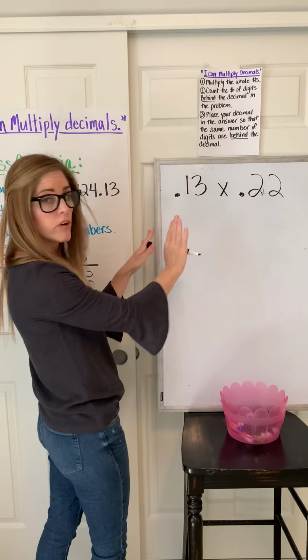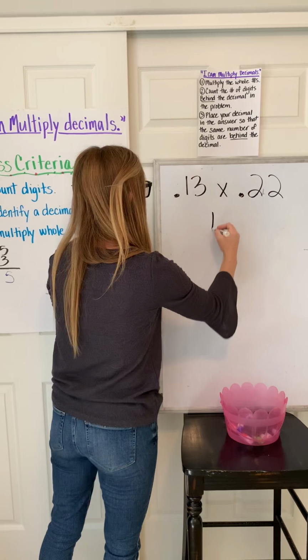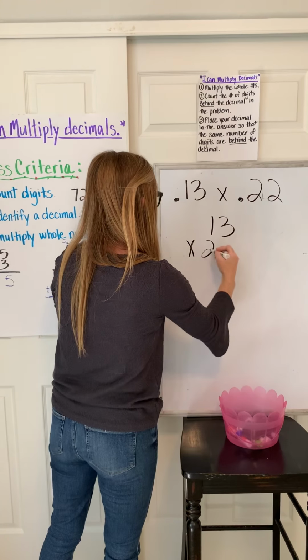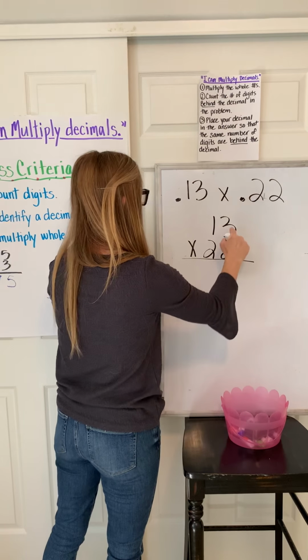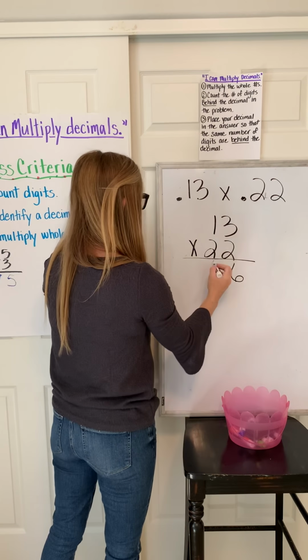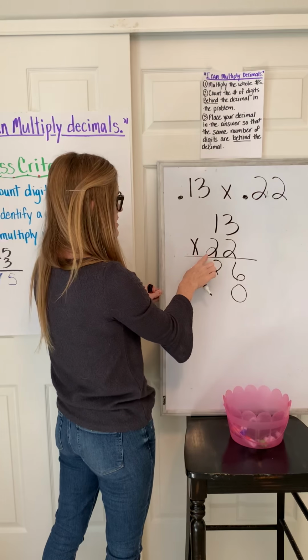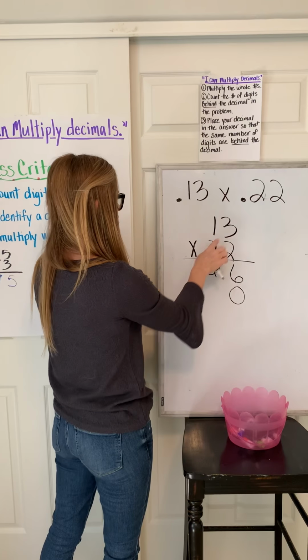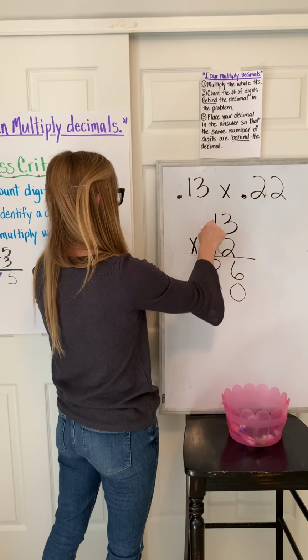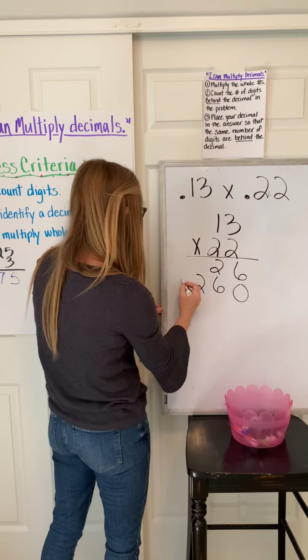We're going to ignore the decimals and multiply our whole number. 2 times 3 is 6. 2 times 1 is 2. I'm finished with that first ones place. I'm going to the 10s, so I have to have a 0. 2 times 3 is 6. 2 times 1 is 2. I need to add both rows.